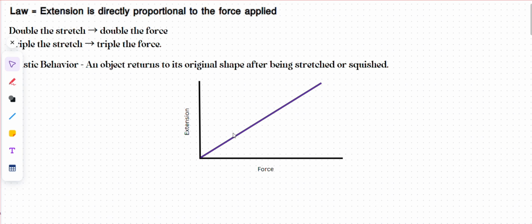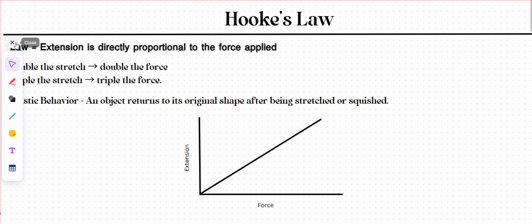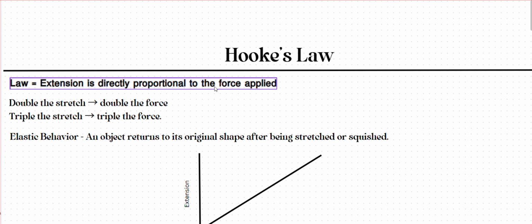If they ask you to define the graph, do as above. If they just tell you to draw the graph, then you will just have to draw it yourself, like how I did over here. Write extension on the left-hand side and force at the bottom, and then draw a line that's straight and from the origin. And I guess that's all for today. There's nothing else regarding Hooke's law.